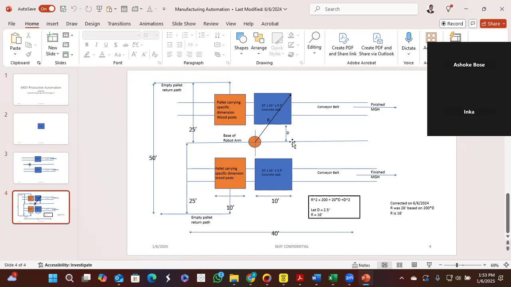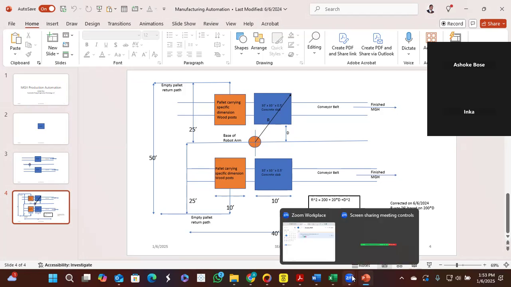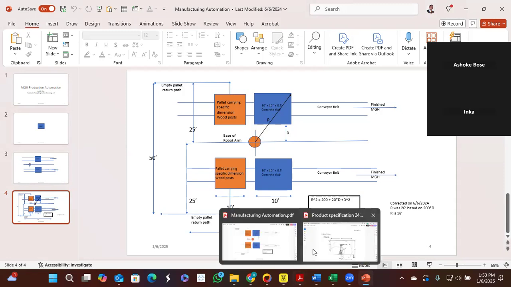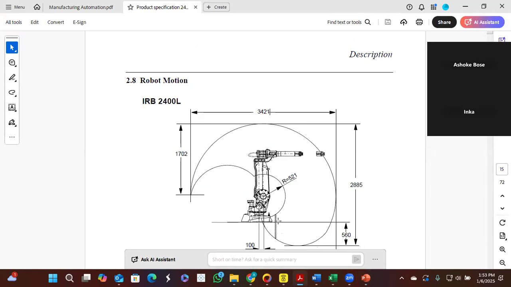So 10 foot is approximately 3 meter. And this is a little bit more than 3 meter. So if you go to that, where is my, oh no, I'm sorry. I lost it because I don't use Zoom very much. I think it was in the PDF file. Yes. So here, this is the robot, right? You see how far I can go here, maximum.